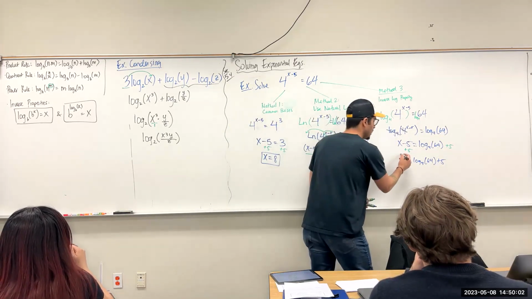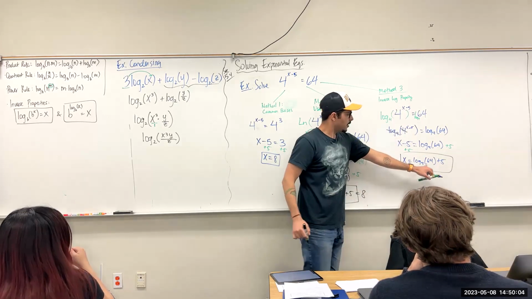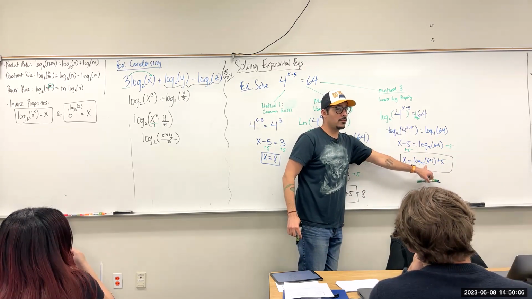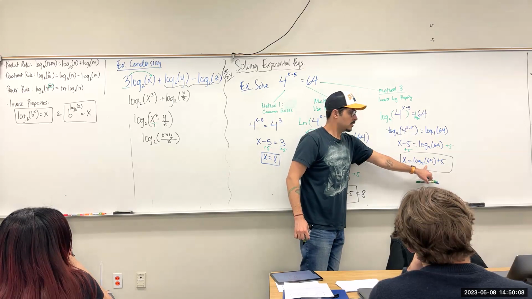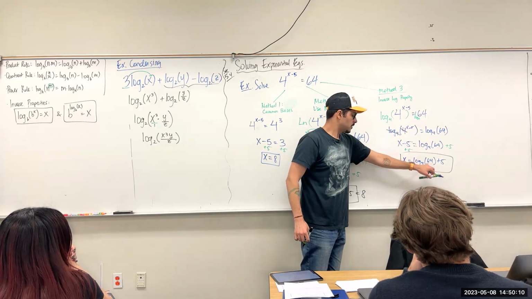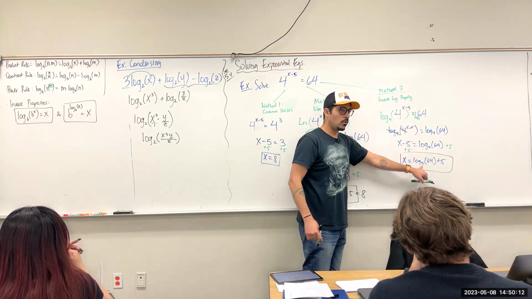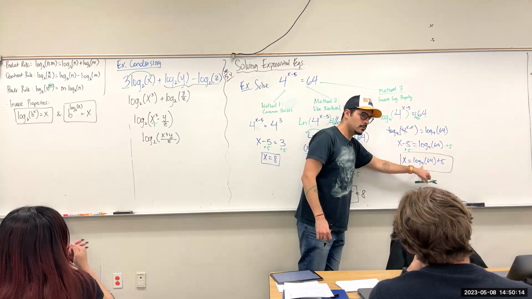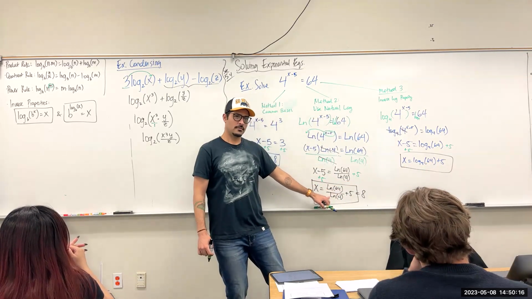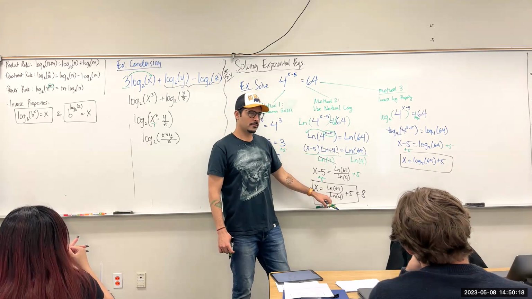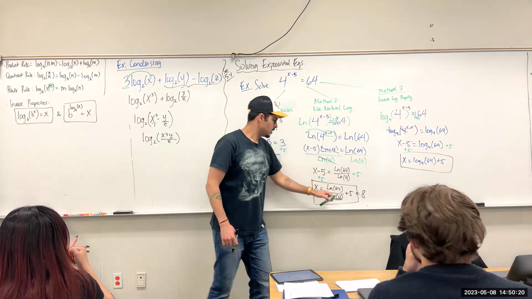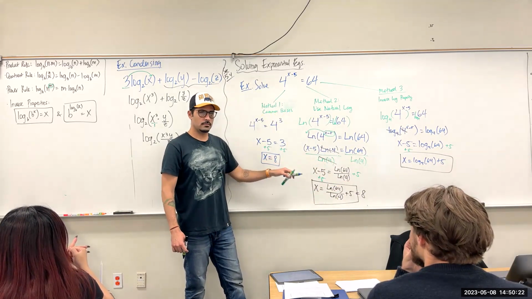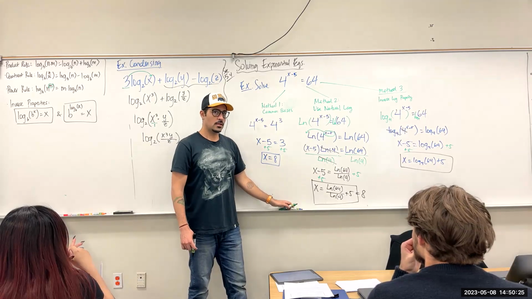How would you put this on the calculator, though? Because it's log base 4. Log base 10 of 64 over log base 10 of 4. Or the ln as well, which is what we did here. So all three of these are 8. Can you guys see?